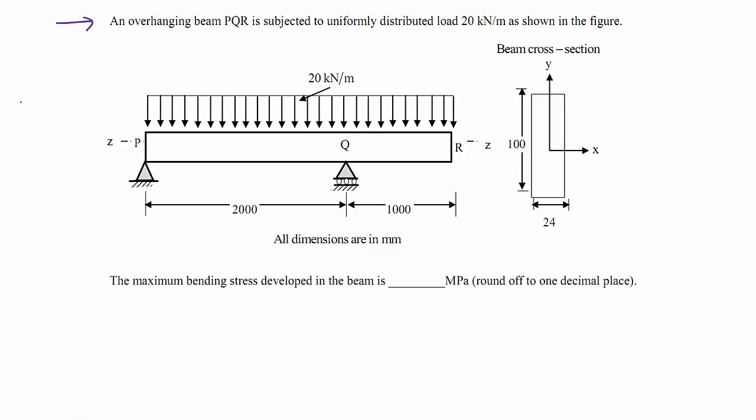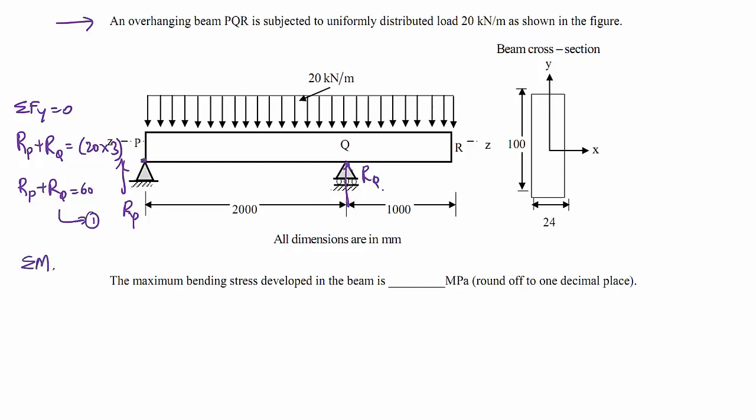So here, first let us calculate the reactions, that is sigma Fy equal to 0. Say this is point P and point Q, there will be a reaction RP, and say this reaction is RQ. So RP plus RQ is equal to 20 into 3 meters, so RP plus RQ equal to 60. This will be equation 1.